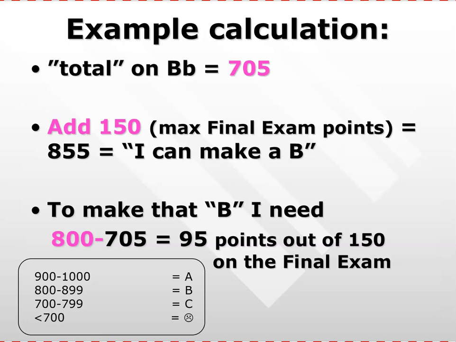So this is just kind of walking through it. You can plug in your own numbers: the total from Blackboard, you add 150, and that tells you are you in the 900s, the 800s, the 700s, and that tells you A, B, C. And then you can calculate specifically, okay, to make an A I need this, to make a B I need this, to make a C I need this. All right, so that's what's going on there.